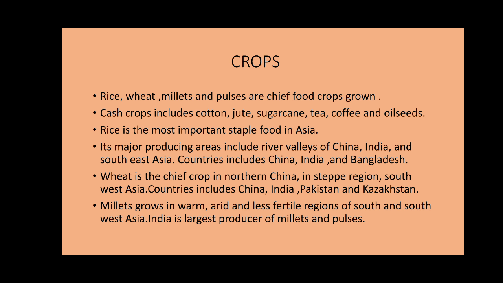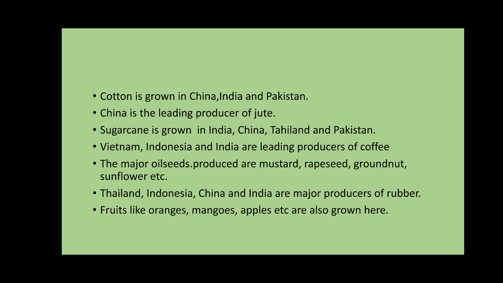Wheat is the chief crop in northern China, in the steppe region, and Southwest Asia. The countries basically include China, India, Pakistan, and Kazakhstan. Millets grow well in warm, arid, and less fertile regions of South and Southwest Asia. India is the largest producer of millets and pulses.